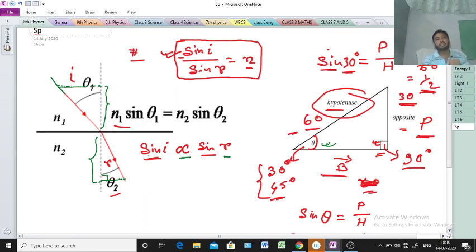In the definition of Snell's law, the sine of the angle of incidence is linearly proportional to the sine of the angle of refraction. That is linear. Why? Because this one is a line, that's why you can write that it is linearly proportional to the sine of the angle of refraction. Is it clear or not? Just tell me.